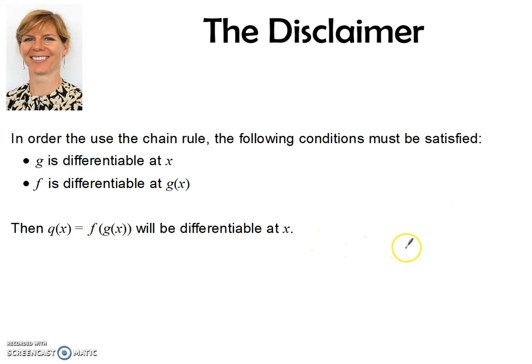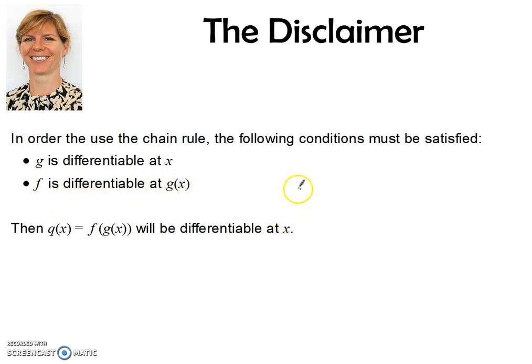Alright, just a quick disclaimer on this one. Again, we're not going to go into differentiability in any great detail at the moment. We will cover that a little bit later in the course, but in order to use the chain rule, the following conditions must be satisfied. So g must be differentiable at x, and f must be differentiable at g of x.